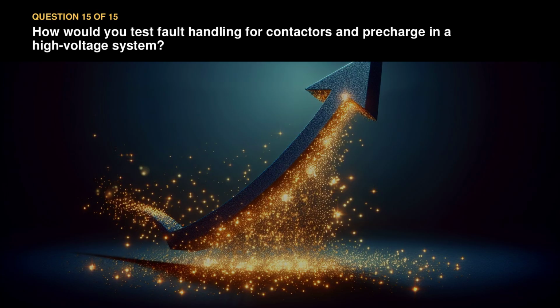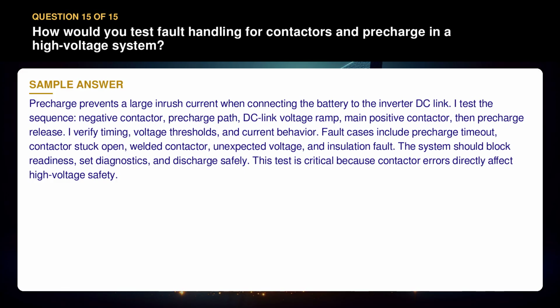Question 15. How would you test fault handling for contactors and precharge in a high-voltage system? Precharge prevents a large inrush current when connecting the battery to the inverter DC link. I test the sequence: negative contactor, precharge path, DC link voltage ramp, main positive contactor, then precharge release. I verify timing, voltage thresholds, and current behavior.